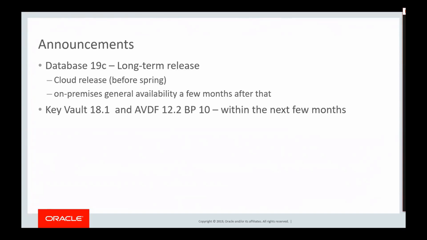Also within the next couple of months, we've got a few other things coming out. Bundle Patch 10, for those of you using Audit Vault and Database Firewall, is coming out. That one's going to add in support for Linux 7.4 and 7.5. It's also going to add in SQL Server 2017 support. We're also releasing Key Vault 18.1, which is a significant release, and we hope to have an entire AskTOM session on this next month, talking about the new things that are in Key Vault 18.1.